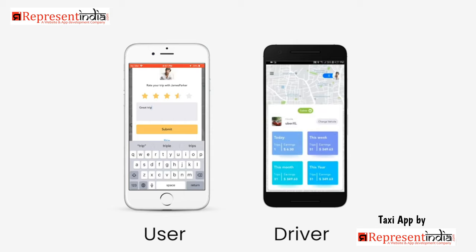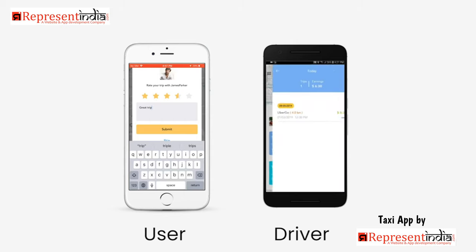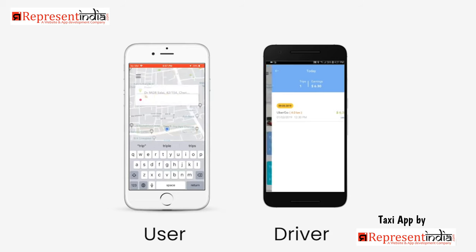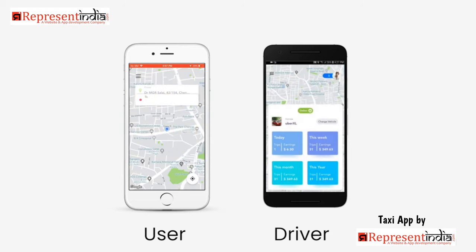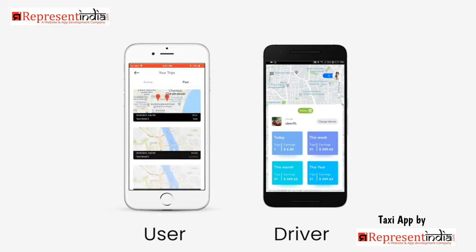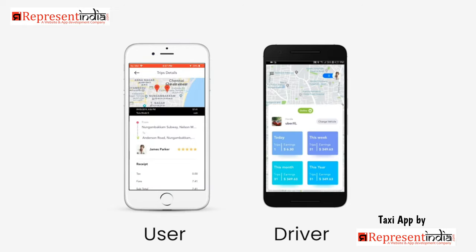To view the provider earning of the trip, the provider should click on the Today card on the dashboard to view the trip earning details. To view the user trip history, you should select the trip history from the side menu and select the Past tab to view the details of your last trip.